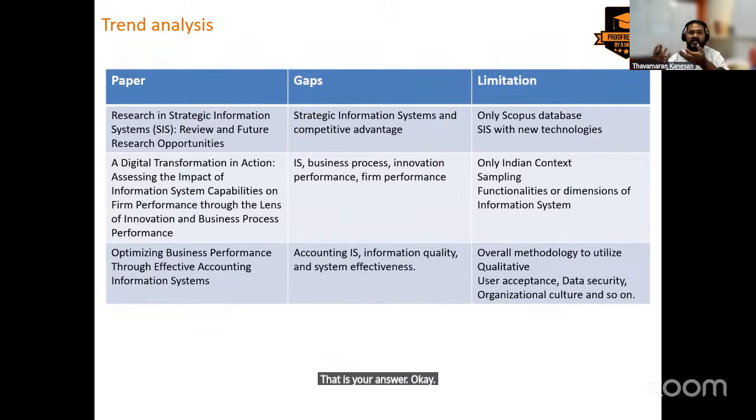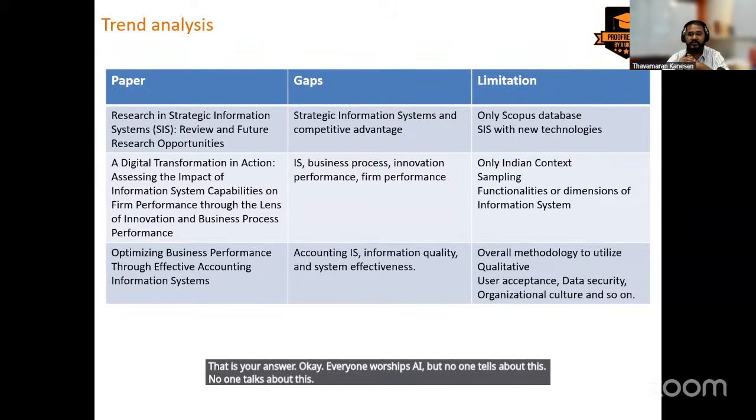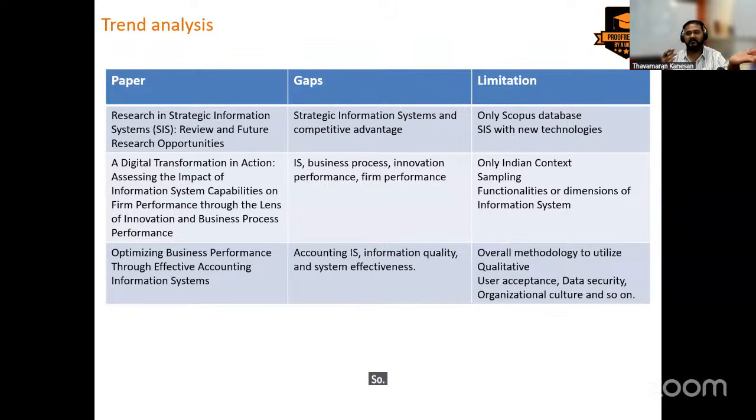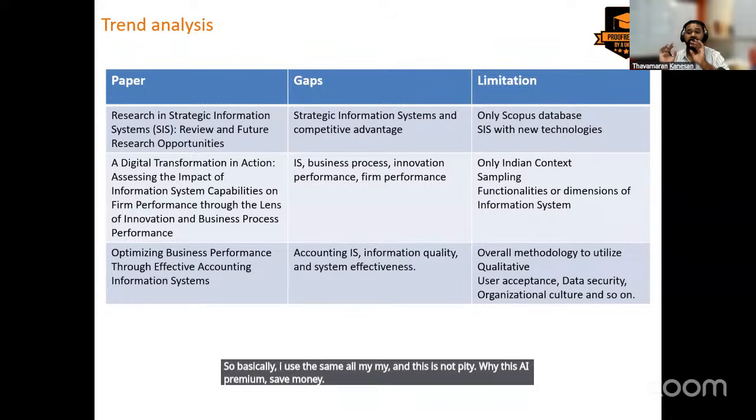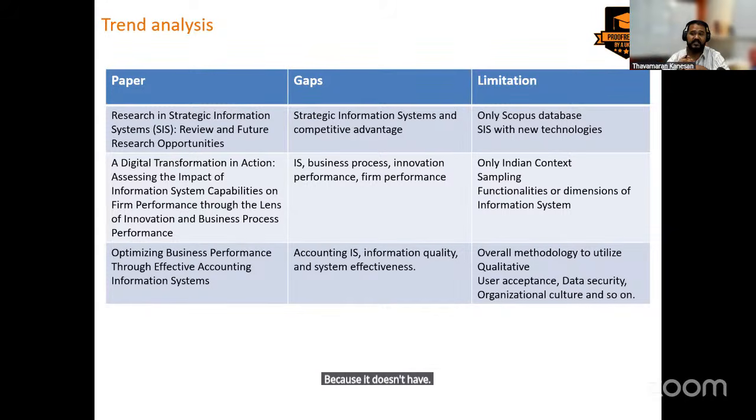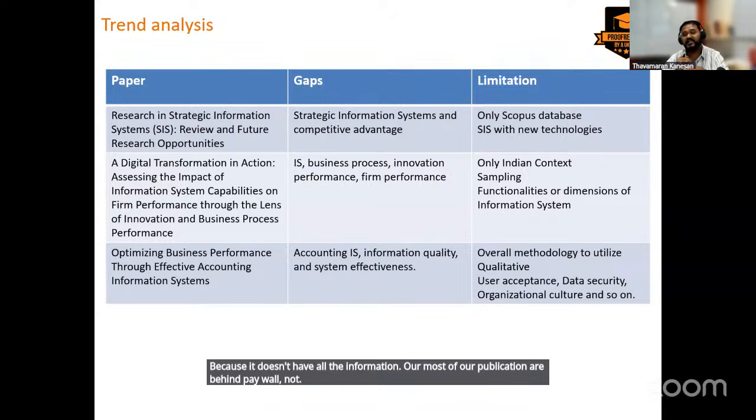Everyone worships AI, but no one tells about this. No one talks about this. So paid AI is also the same. All my analysis now is on paid AI. What is AI premium? Same only. So we will stop using it. That's why you need to be able to do your own validation, because it's programmed to lie, because it doesn't have all the information. Most of our publications are behind a paywall, not all of it open access, especially Web of Science.